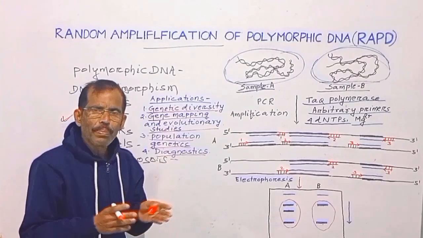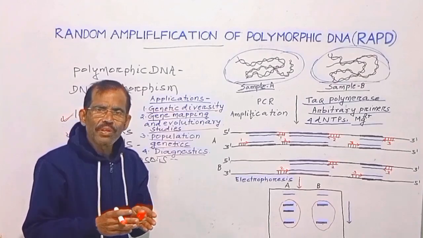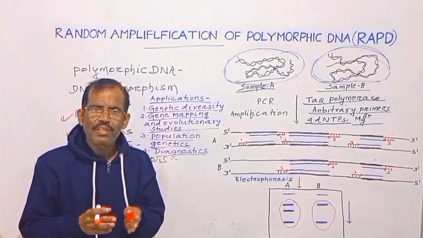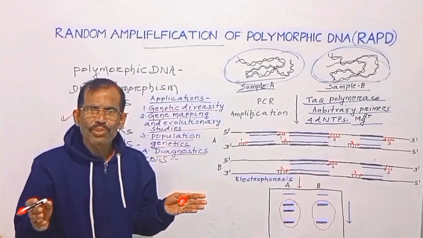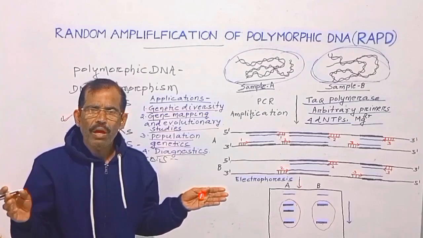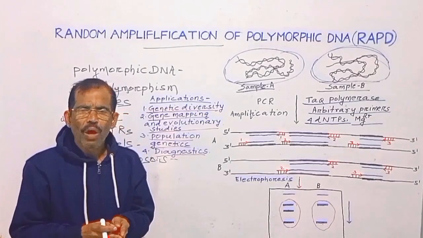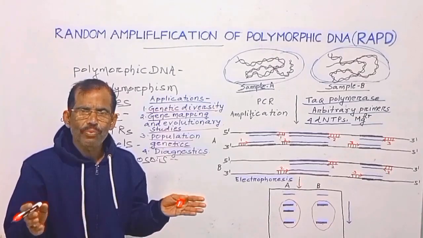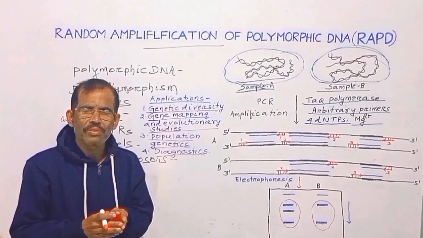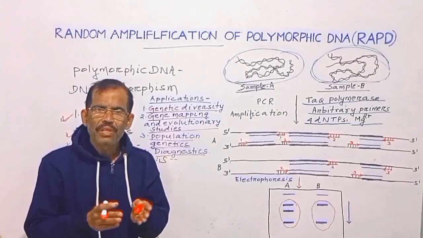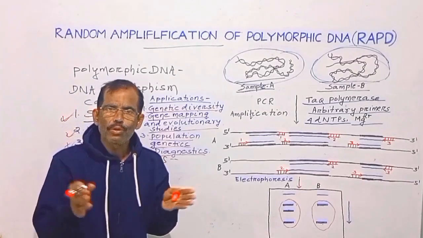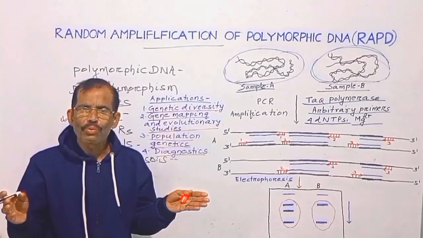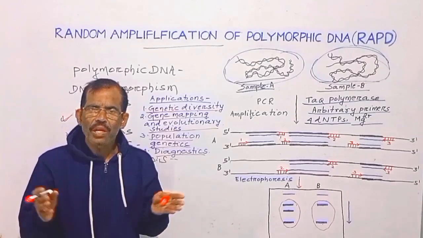Rapid amplification of polymorphic DNA has several advantages. This technique is fast, efficient, inexpensive. It requires a small amount of DNA. One of the main advantages is that it does not require any prior information of DNA sequence. RAPD has several disadvantages such as low reproducibility, and it is also not able to distinguish homozygotes from heterozygotes.